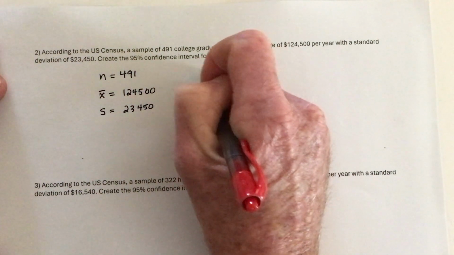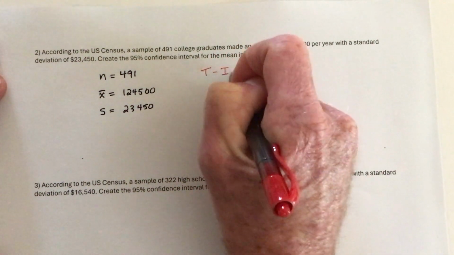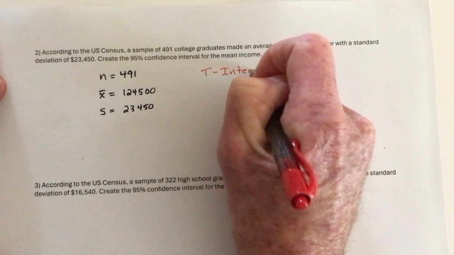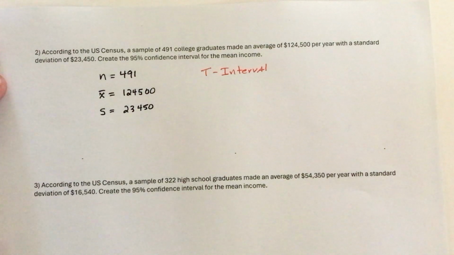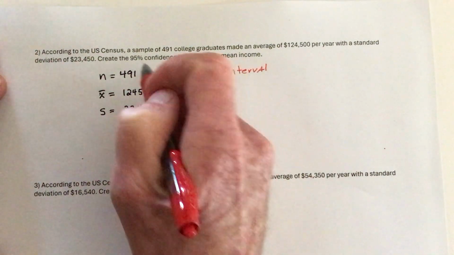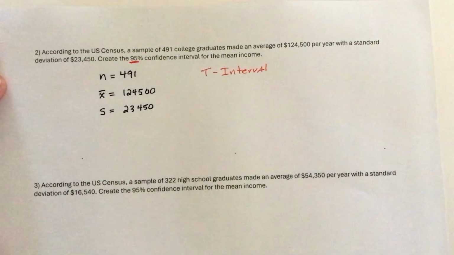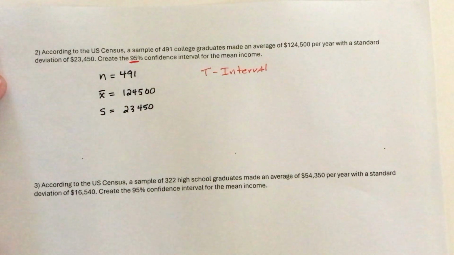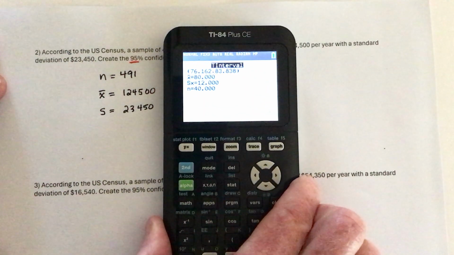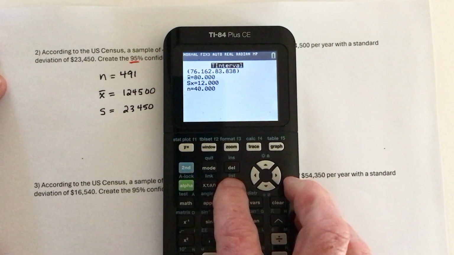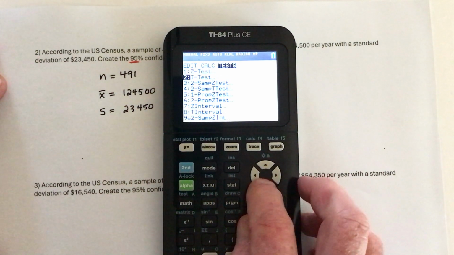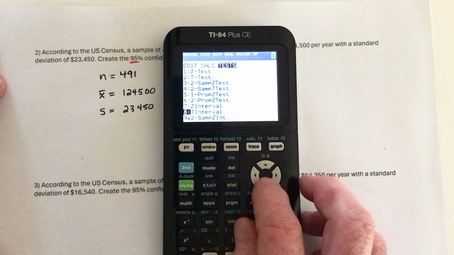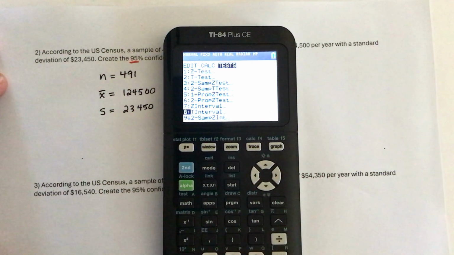And then I'm going to use the t interval rather than the formula. So that's basically all the information I need. It is a 95% confidence level. So then basically redo what we just did, go to Stat, and then Tests, and then number 8, the t-interval.